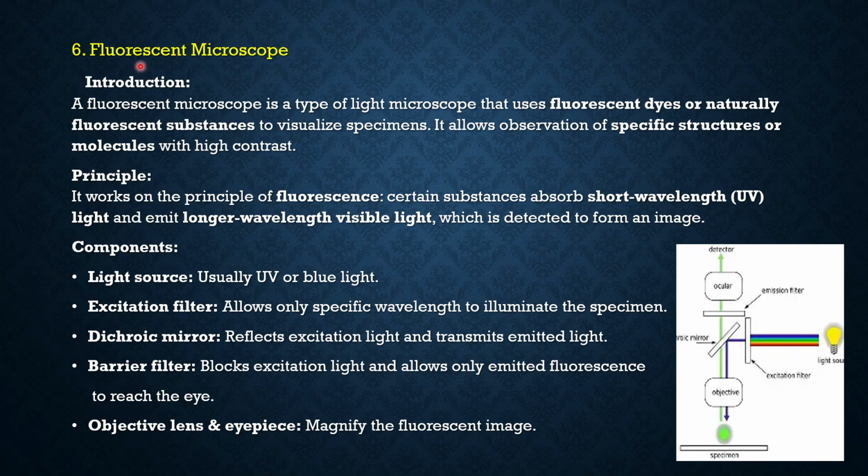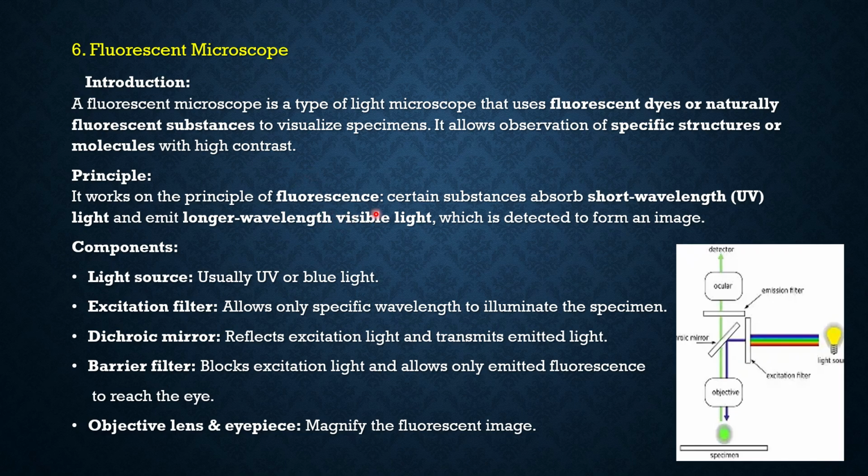Okay, so next question is fluorescent microscope. This fluorescent microscope is a light microscope which uses fluorescent dyes or naturally fluorescent substances. It will produce green colored fluorescent cells under a dark background. Usually we use this for detecting autoimmune antibodies or antigens. It will produce a very good contrast and show specific structures. It mainly works on the principle of fluorescence.